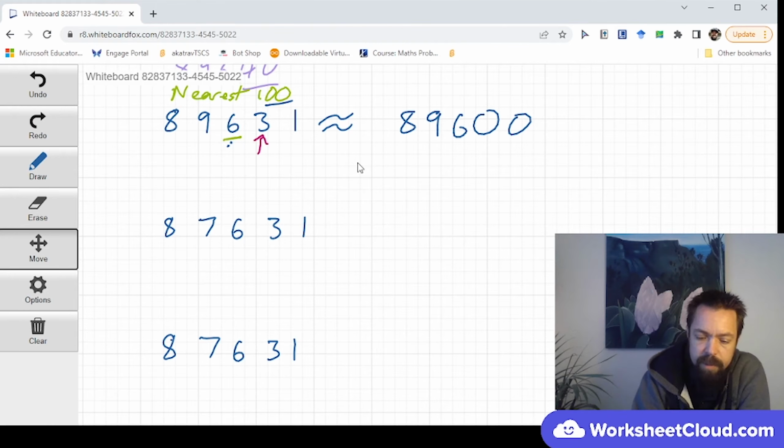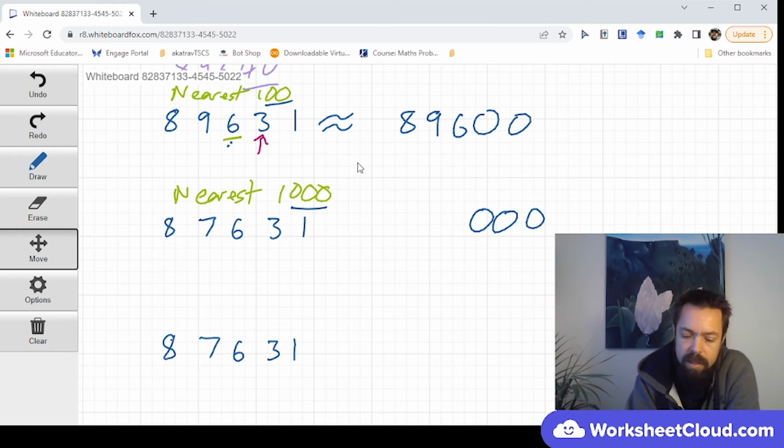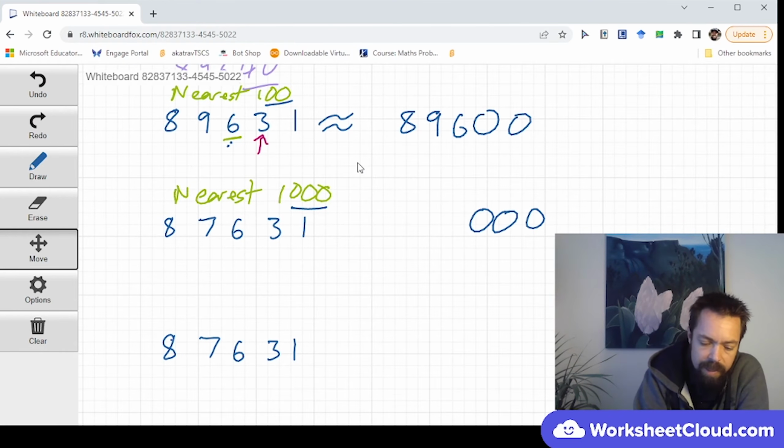Okay, looking at our following number, and this time we are rounding off to the nearest 1,000. Already, if you're starting to notice the pattern, because we end with 3 zeros, I know my answer is going to have 3 zeros on the end. But I'll come back to that later. So let's look at our thousands place. There's our thousands place. So we look to the digit on the right of that, which is the 6.